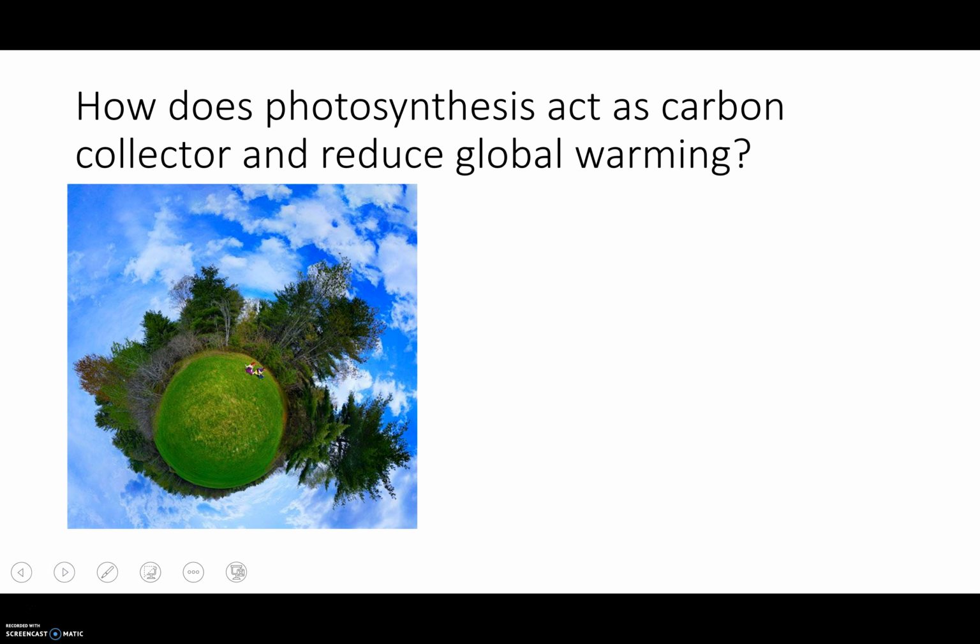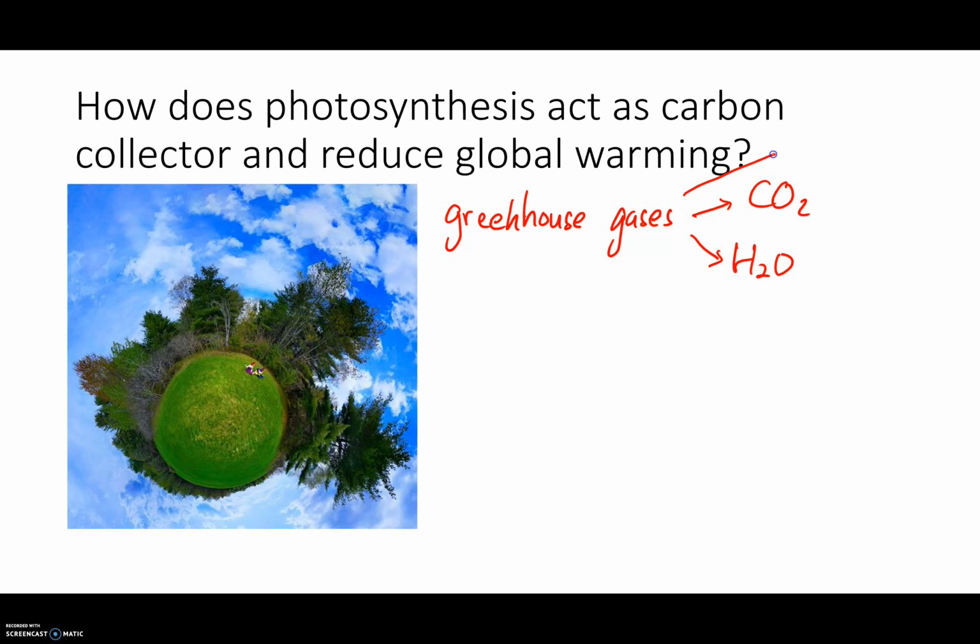Next. Okay, how does photosynthesis act as a carbon collector and reduce global warming? The greenhouse effect gases, or what we call greenhouse gases, right? So greenhouse gases are carbon dioxide, water vapor, and another one is what we call methane, or CH4. So the more of this type of gases in the atmosphere, the hotter the Earth is going to be.